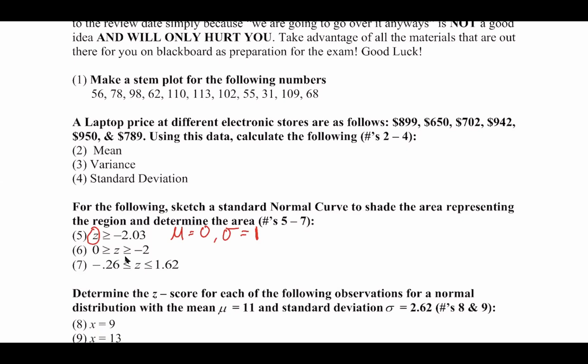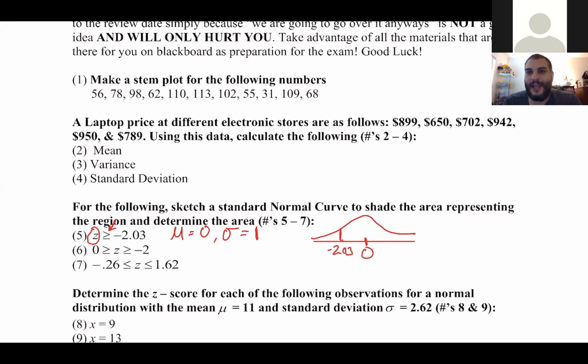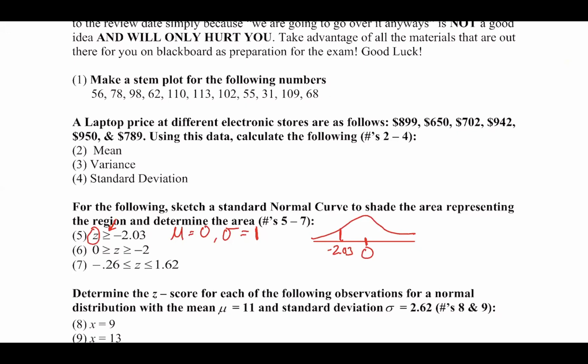Then what you want to do is go ahead and draw this. The middle should be 0, and then you get negative 2.03. And look at the arrow. The arrow is pointing to the right-hand side, so that means you shade the right side.